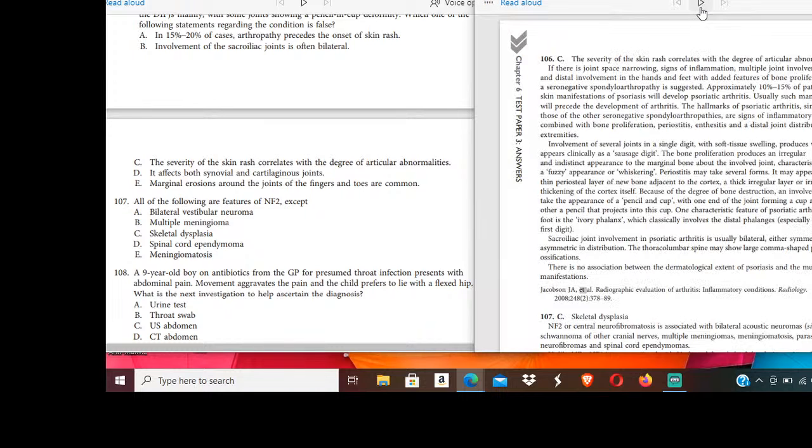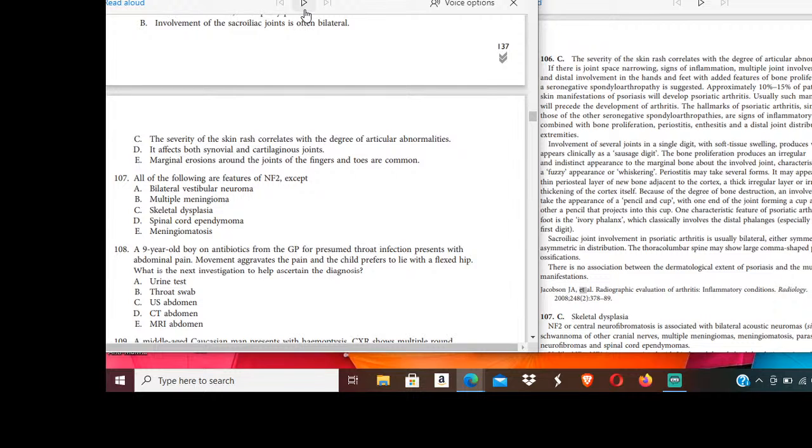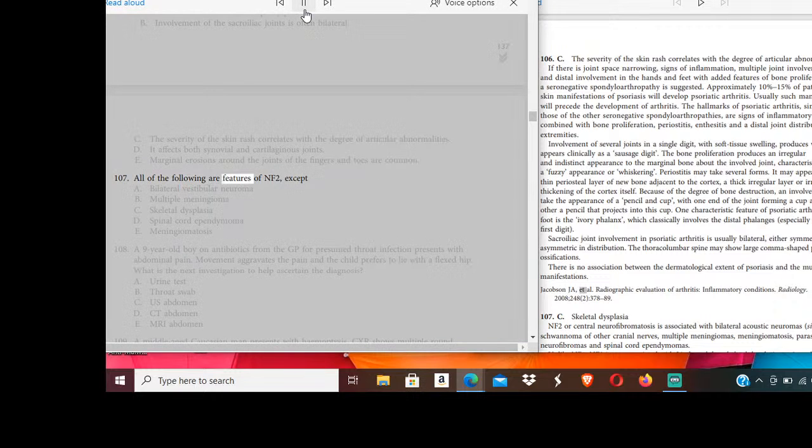Jacobson JA, et al. 107. Following are features of NF2, except: A. Bilateral vestibular neuroma. B. Multiple meningioma. C. Skeletal dysplasia. D. Spinal cord ependymoma. E. Meningiomatoses.